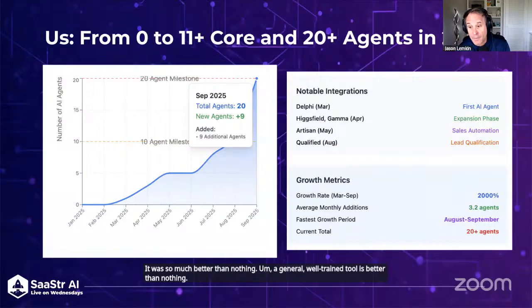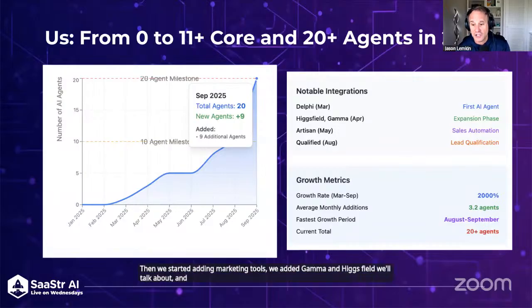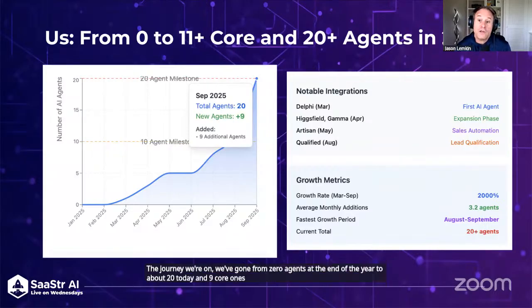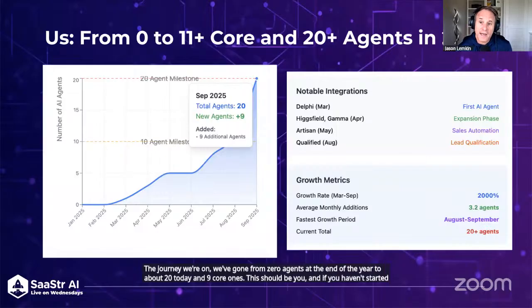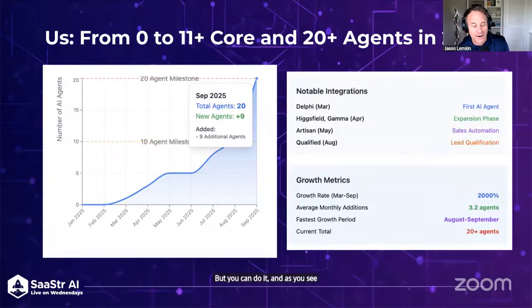Then we started adding marketing tools. We added Gamma and Higgsfield, we'll talk about, and then we added our GTM tools like Artisan and Qualified, Momentum and others, and we'll dig into it. And ultimately, the journey we're on, we've gone from 0 agents at the end of the year to about 20 today and 9 core ones. This should be you, and if you haven't started, it's okay, but it won't be okay soon. But you can do it. And as you see, our adoption has just skyrocketed.